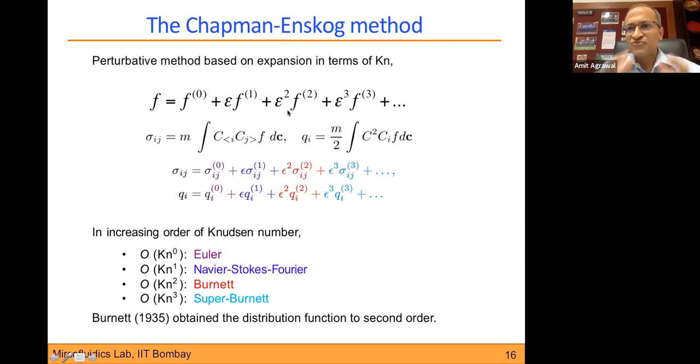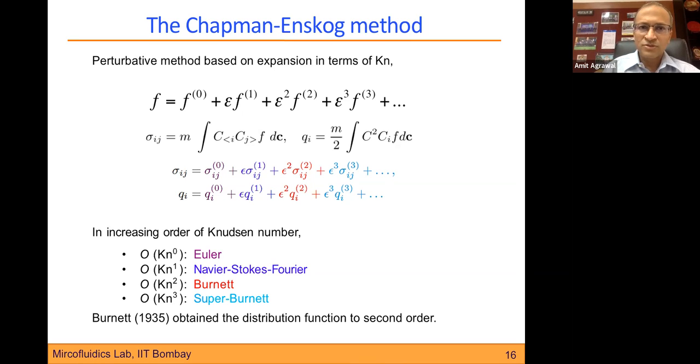So you can see as you go further down the series, the subsequent terms in the series are an order of magnitude smaller as compared to the previous term. So that's the basic idea. And very interestingly, this epsilon, the smallest parameter, turns out to be the same as the Knudsen number that we had introduced earlier.